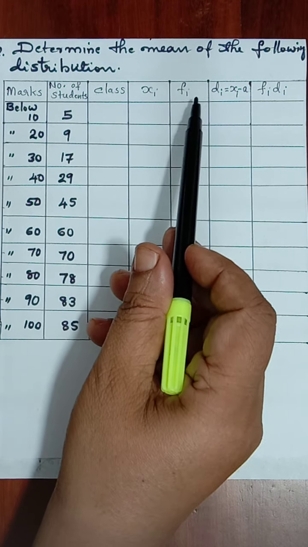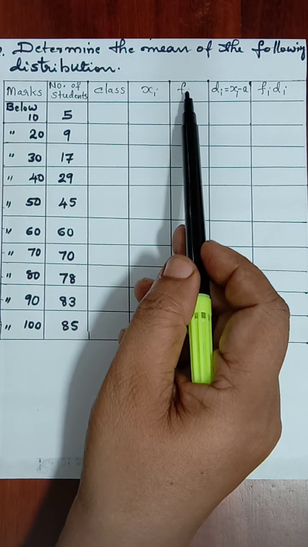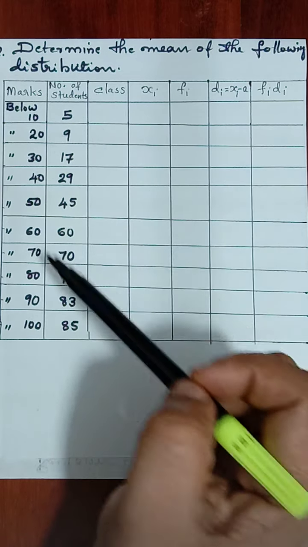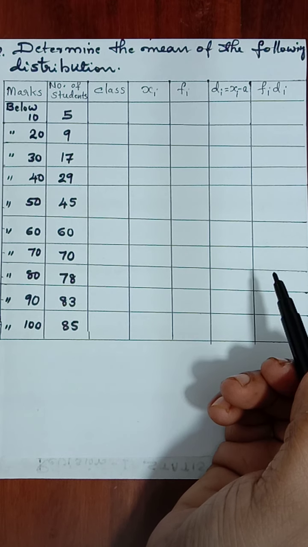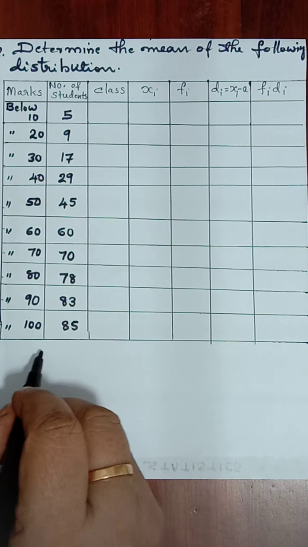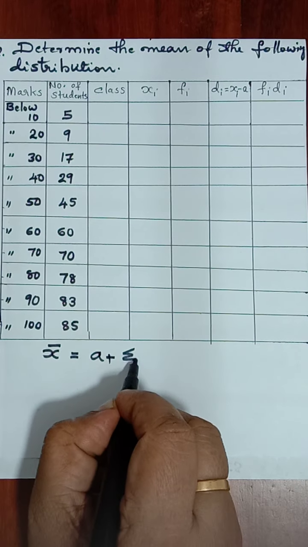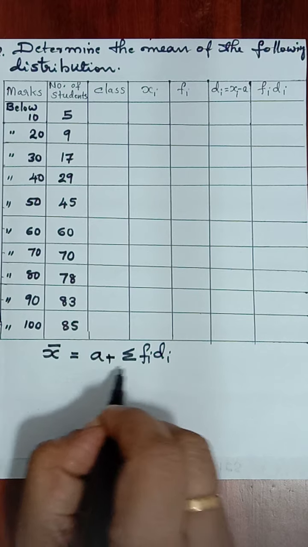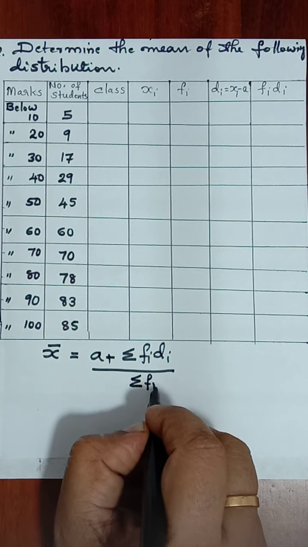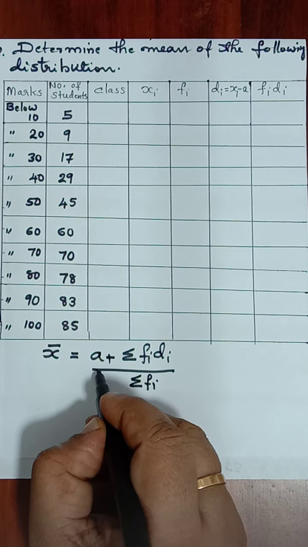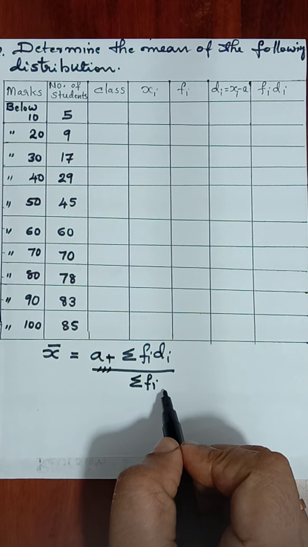Class xi, fi, di. Di means xi minus a, and then the product of fi and di. So this question we are doing in the second method, that is the assumed mean method. First let us see what the assumed mean formula is. X bar is equal to a plus sigma fi di by sigma fi. Here a will be added to this: a plus sigma fi di by sigma fi.